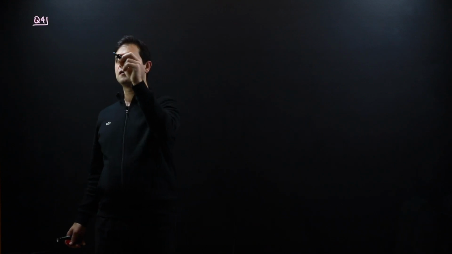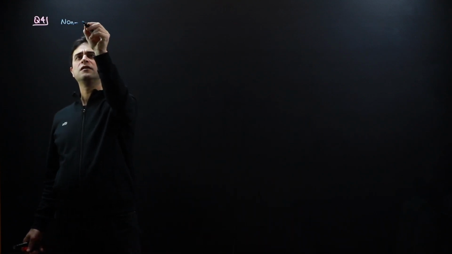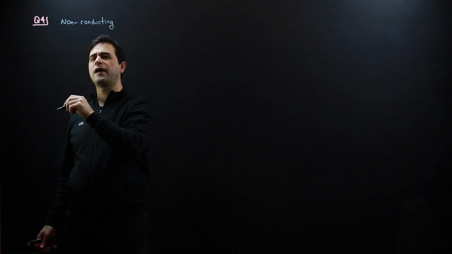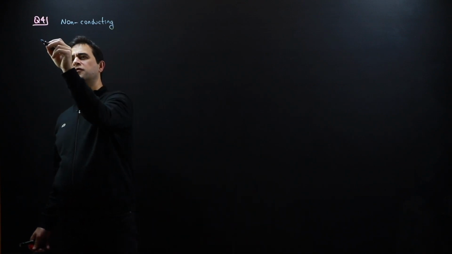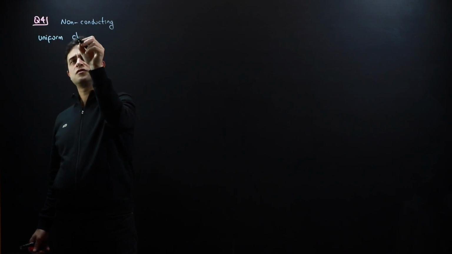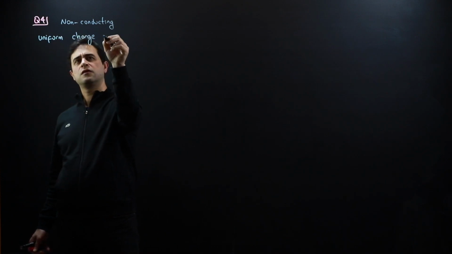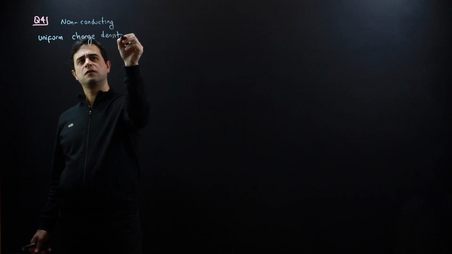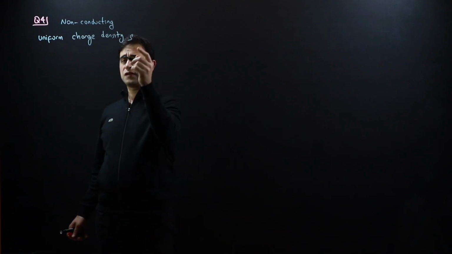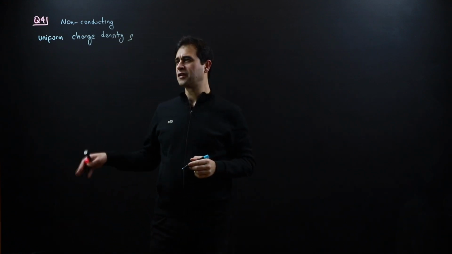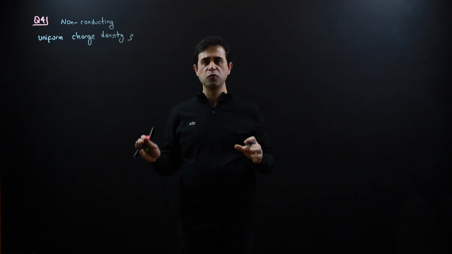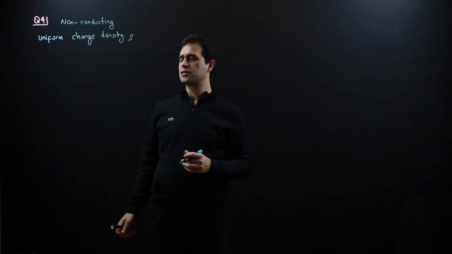So let me write it here, a non-conducting and uniform charge density of rho. Okay? And so this is a three-dimensional distribution of charge. It's uniform and it's non-conducting, meaning that the charges are not moving, they're kind of stationary.